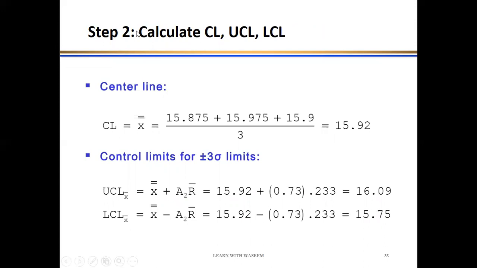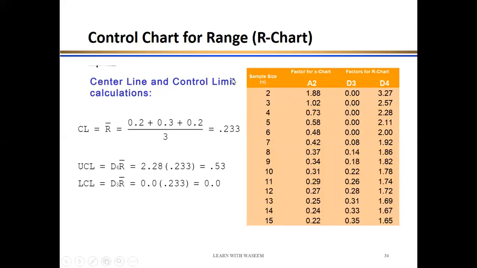Now let's move to the second step, which is to calculate the center line, upper control limit and lower control limit. The center line is the same for the X bar chart; it would be X double bar, which we have already calculated in the previous slides, which was 15.92. But if the standard deviation is not given, we will have to use the A2R formula for UCL. So how can we find the A2R? We can find it from our sample size. As you know, in the question the sample size given was 4, 4 observations. So we will go to the 4 in the table, our sample size is 4. In front of 4 we find the value of A2, which is 0.73.